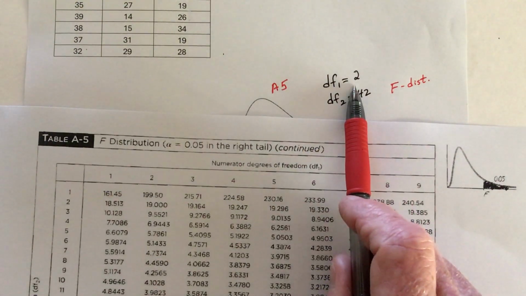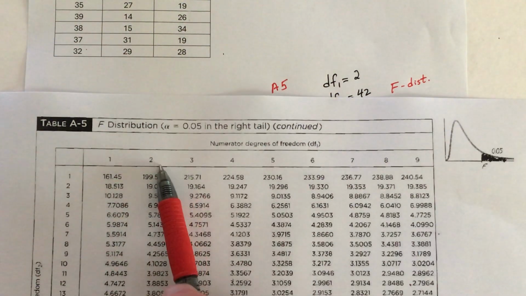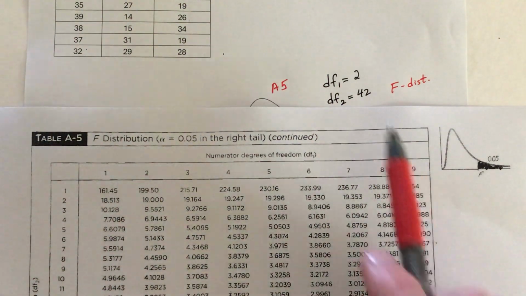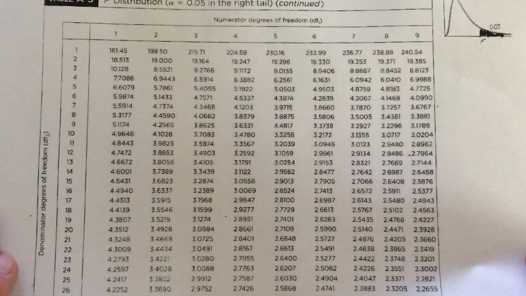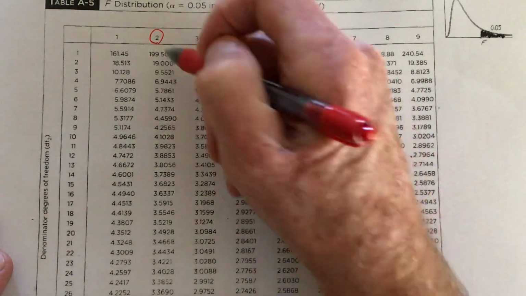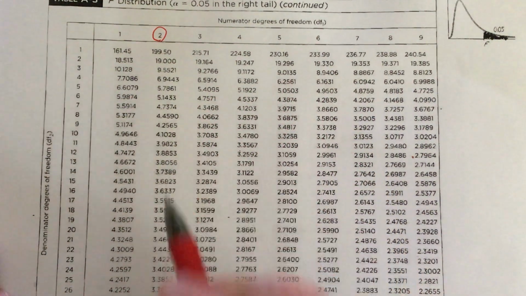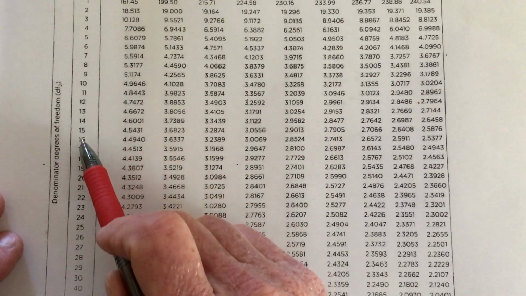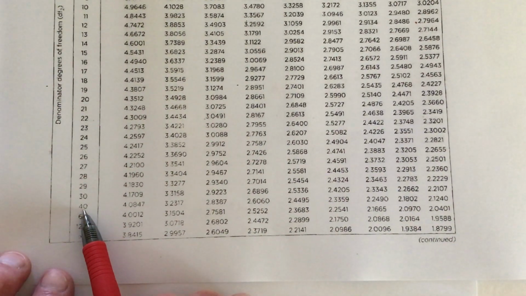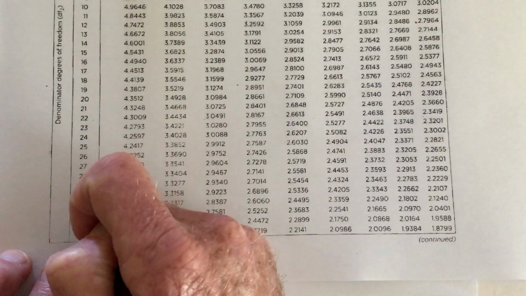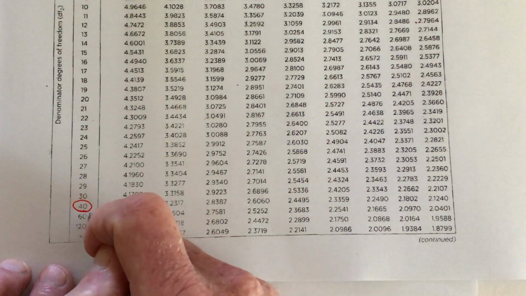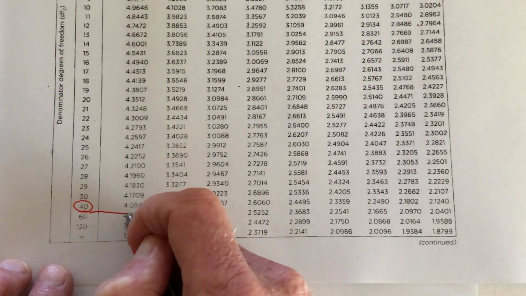And our degrees of freedom number 1 is a 2, so we're going to be using this column right here. And then degrees of freedom number 2 is a 42, and you find that along the side. So this one, degrees of freedom number 1 was a 2, so that means we use this column. And then on this side, you find the 42. And whenever they don't have what you're looking for, you use the closest that they have. So I was looking for a 42, but they don't have a 42. The closest they have is 40. So that means I use this row right here.